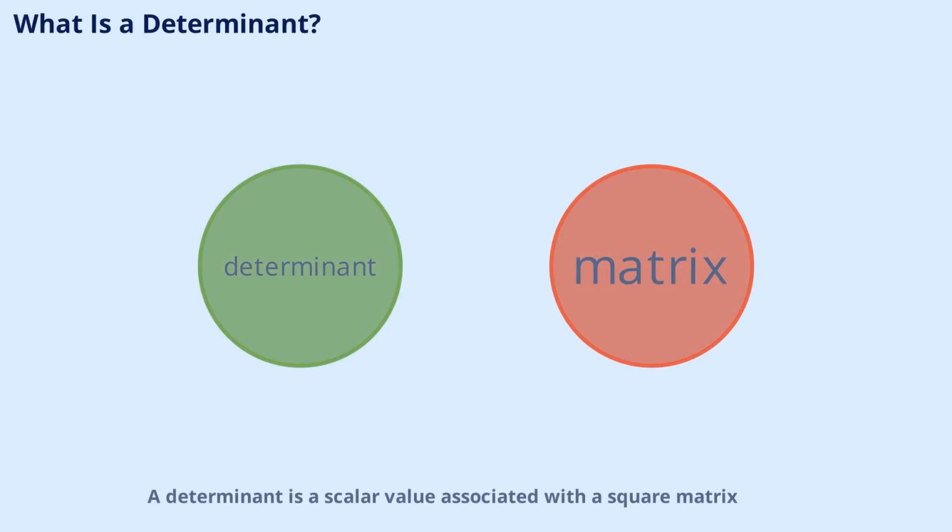The determinant is a scalar value associated with a square matrix. This value is not just a random number, it carries significant meaning. The determinant helps us understand whether a matrix is invertible, which is essential in many mathematical operations.